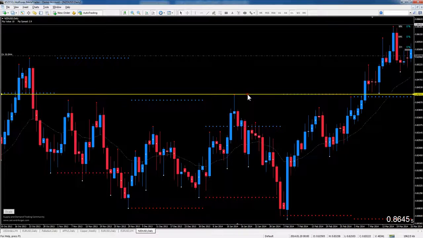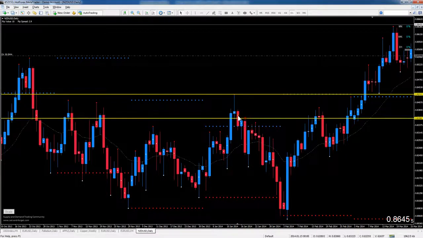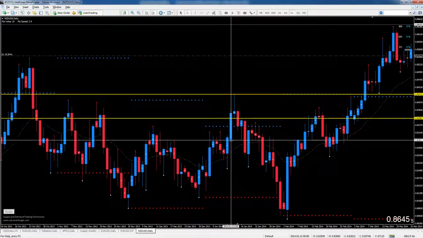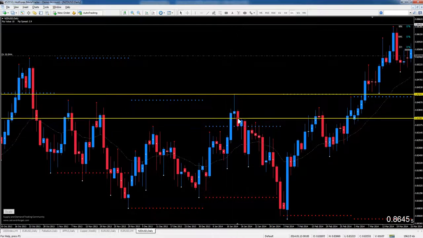Highest high, that's for the first candle, lowest low. Any candle to the left that closes underneath or above that one. So the whole level is exactly like that.